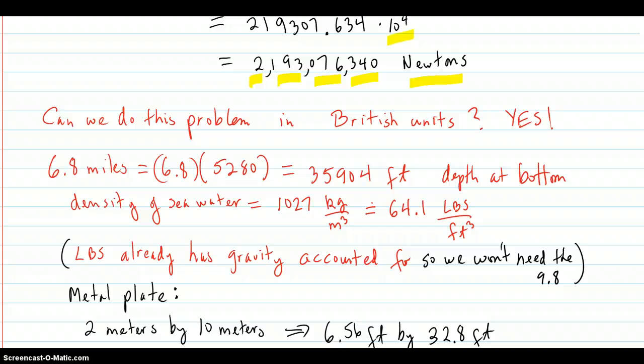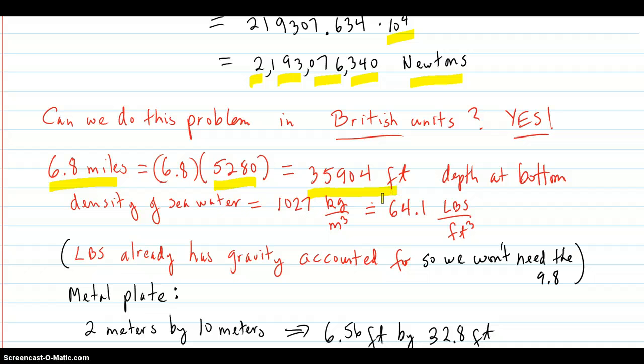So the question is, can we do this problem in British units? And the answer is yes. What we do here is we're going to convert. So we have 6.8 miles at 5,280 feet per mile. That's the depth down to the bottom of the Mariana Trench.